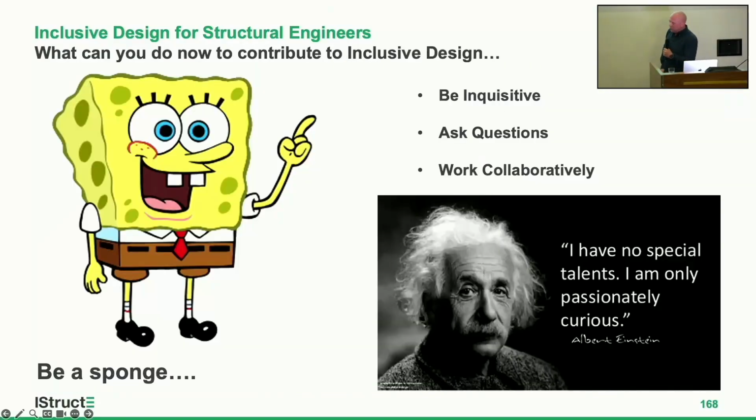So what can you do now? This is my second from last slide. As structural engineers working on projects, what can you do right at the moment? Well, the one thing you can do to contribute to inclusive design is be a sponge. And what I don't mean is live under the sea and have a best friend who's a starfish. What I mean is listen, absorb everything that's going on around you.